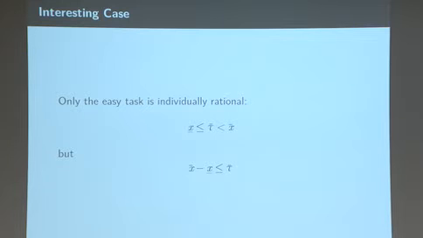If the principal could somehow get the agent to work that long, at that point he wants to tell the agent that actually the task is difficult. But of course, if he told the agent at the beginning that the task is difficult, because that difficult task is not individually rational, the agent would never have started working at the beginning.